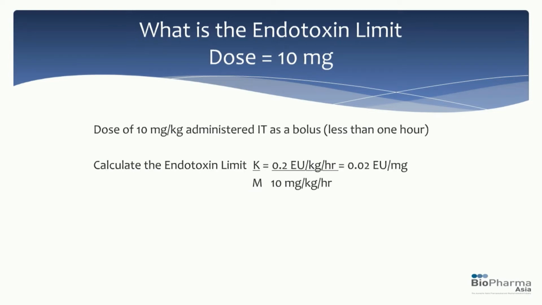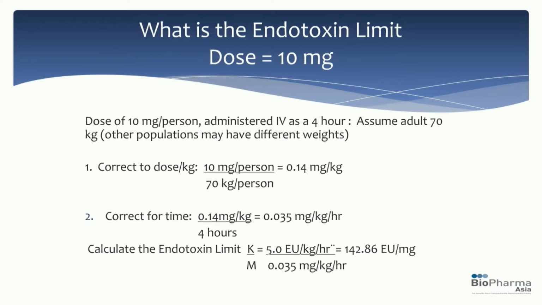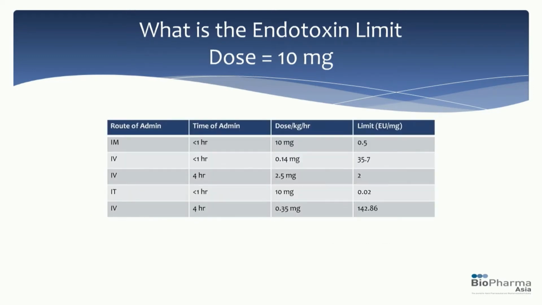Here we have a dose of 10 milligrams per kilo administered intrathecally. Remember, K for intrathecal is 0.2 EUs per kilo per hour. So in this case, we're allowed 0.02 EUs per milligram. Here's a dose of 10 milligrams per person administered over 4 hours. Whoa. Now we have to correct for two things. We have to correct for per person back down to per kilo, and we have to correct for 4 hours back down to 1.